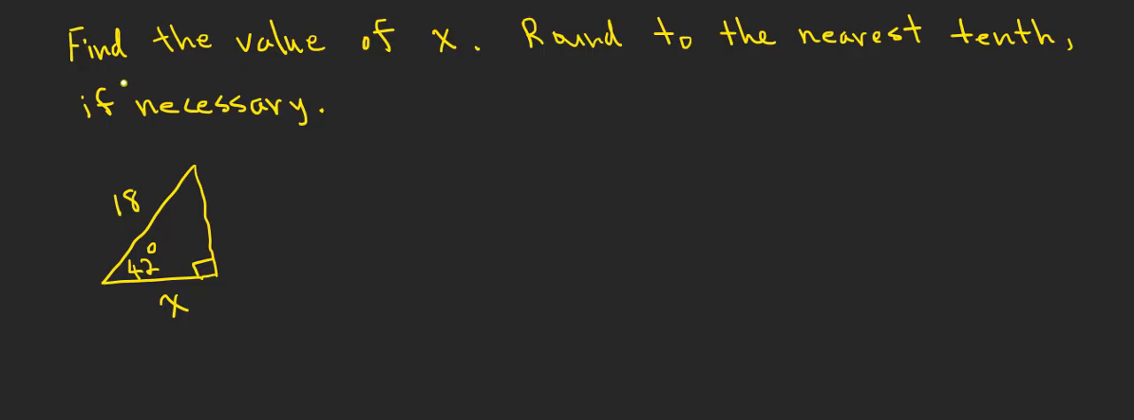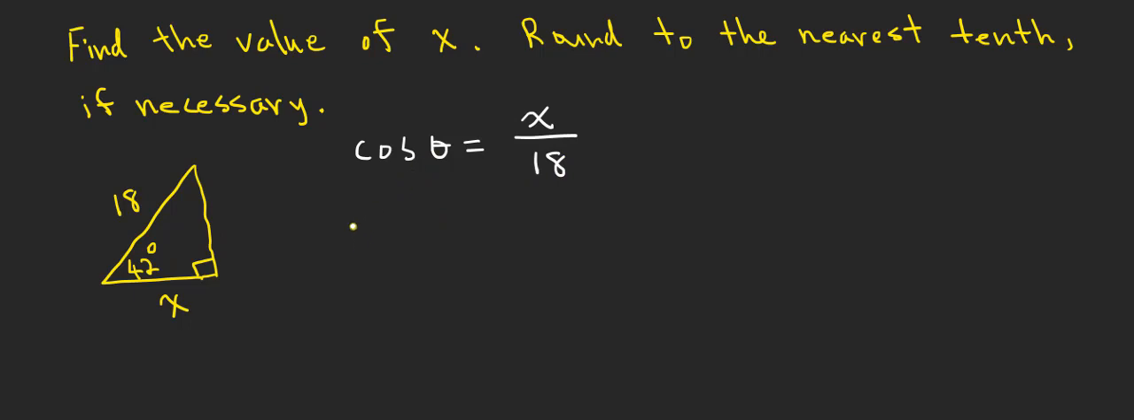Let's take a look at this example. It says find the value of x, round to the nearest tenth if necessary. So we have a right triangle over here. The theta is 42 degrees, and the adjacent side is x, and the hypotenuse is 18. So which trig function describes this situation so that we could find the value of x? Notice the adjacent is x, and we've got the hypotenuse. And you know that cosine theta is adjacent over hypotenuse.